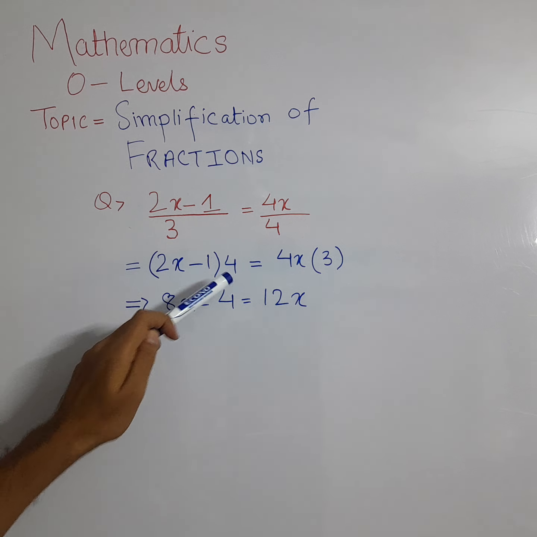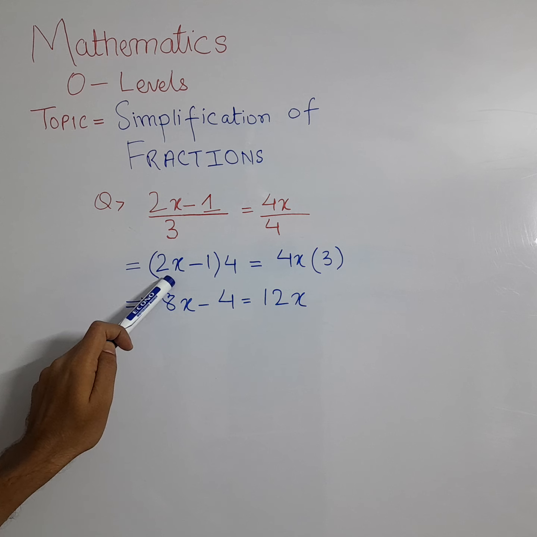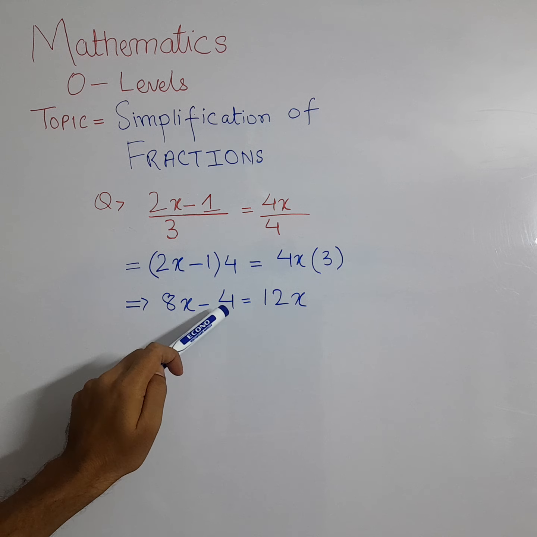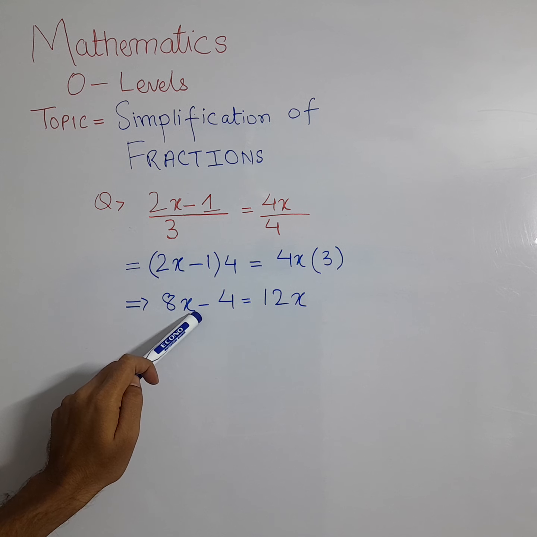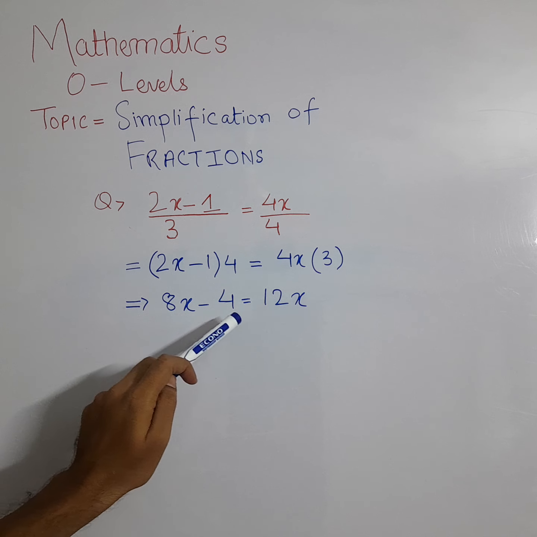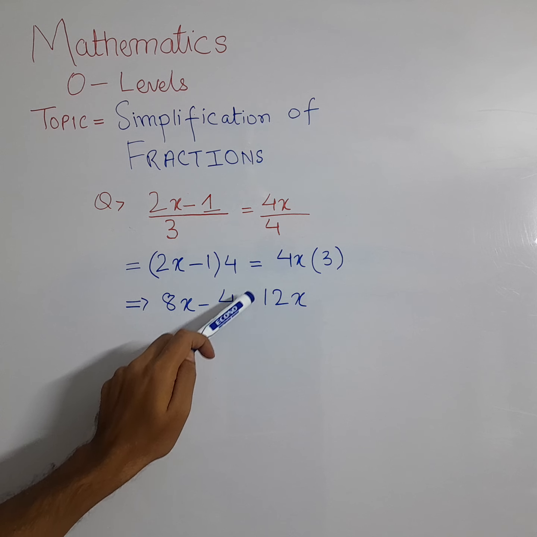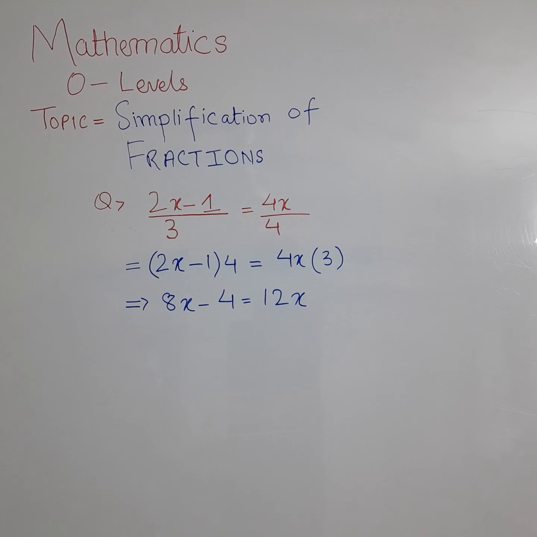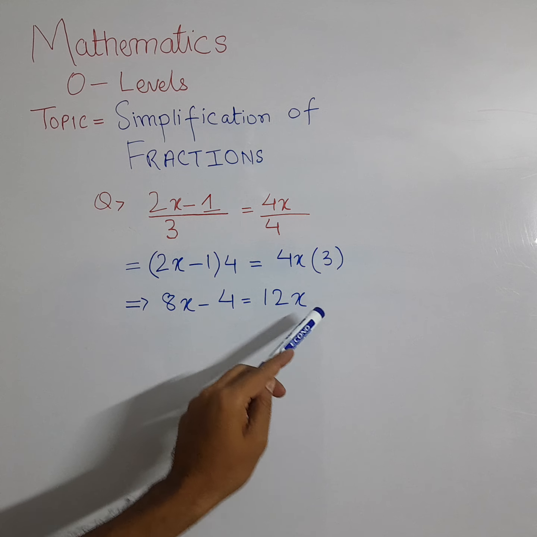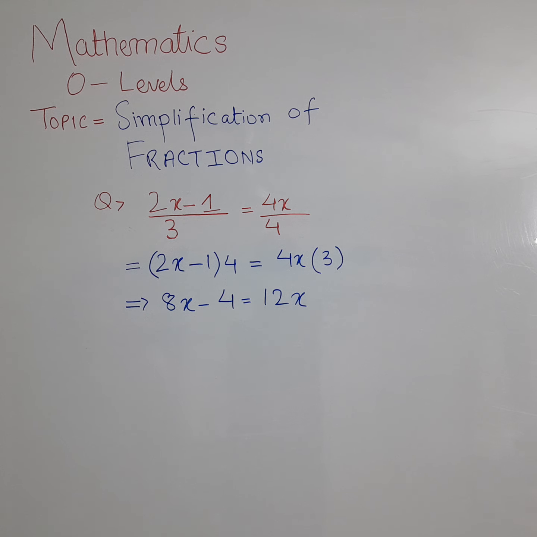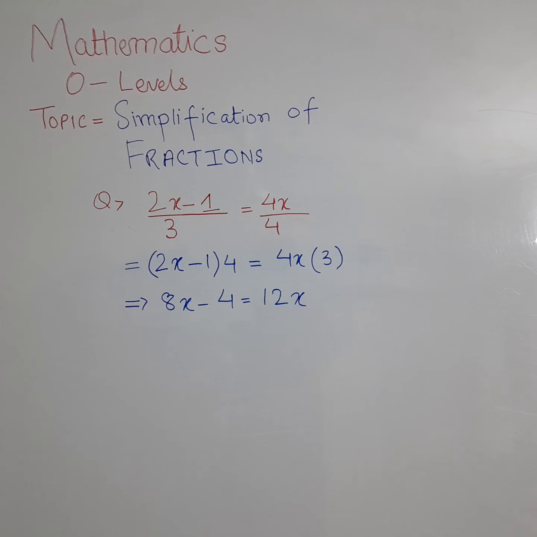So 2 multiplied by 4 is 8x, the x variable is here, and similarly 4 multiplied by 1 is 4, and we had the minus sign in between inside the bracket, so we kept the minus sign here as it is. Now on the other side of the equal to sign, 4 is multiplying with 3, so 4 multiplied by 3 is 12x. Now we will take the 4 to the other side of the equation, and we will bring the 12x to the other side of the equation to find the value of x.